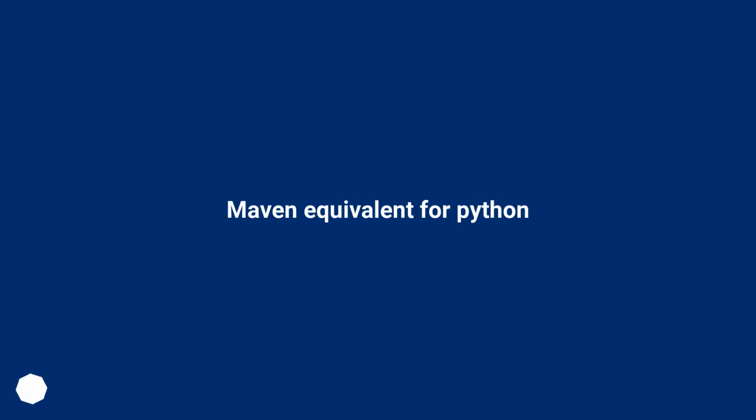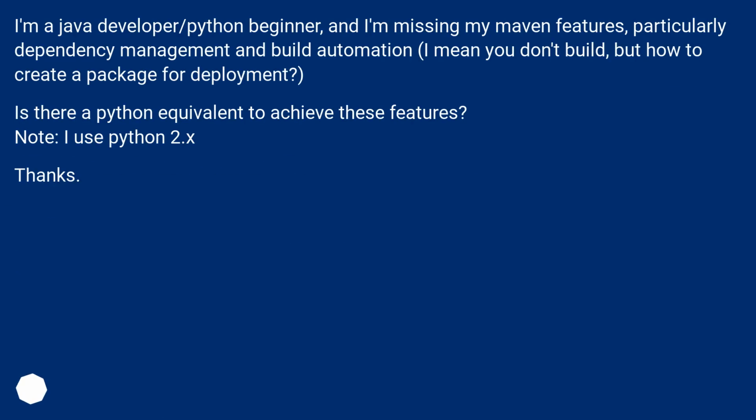Maven equivalent for Python. I'm a Java developer and Python beginner, and I'm missing my Maven features, particularly dependency management and build automation. I mean, you don't build, but how do you create a package for deployment? Is there a Python equivalent to achieve these features? Note, I use Python 2.x. Thanks.